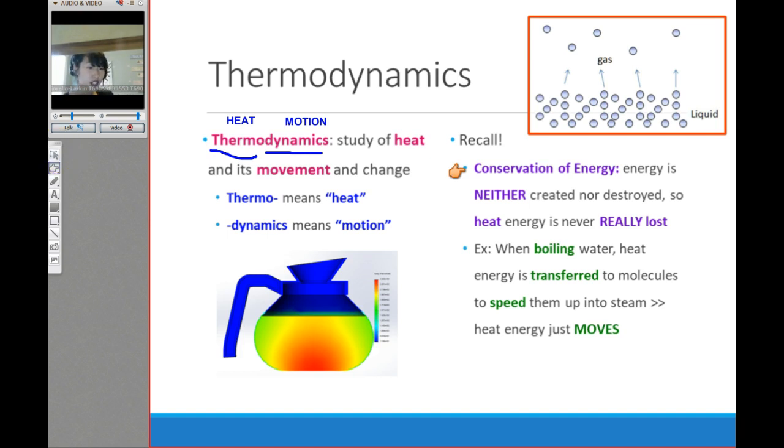Thumbs up if that makes sense. It's just moving or changing into something else. Yeah, exactly. So you can be like, Mom, heat is never lost. It's just moving. Calm down.